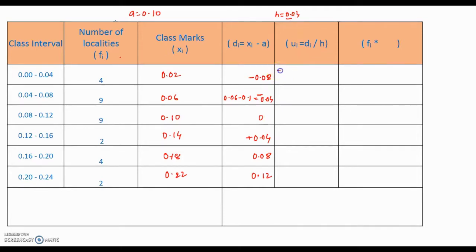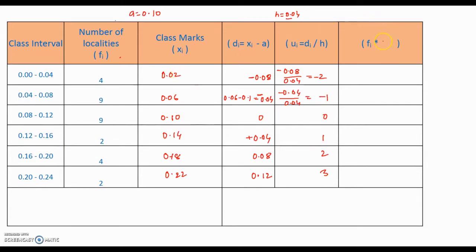So let me write that for you. Minus 0.08 divided by 0.04. This will be 2. I'm just writing it for your clarification once. This will be minus 1. This is minus 2, sorry. 0. This will be 1, 2 and 3. So now the numbers have become minus 2, minus 1, 0, 1, 2, 3. It is easier to handle than something in decimal.